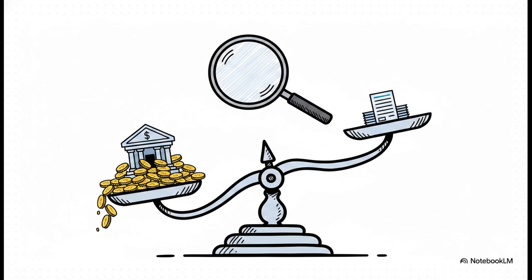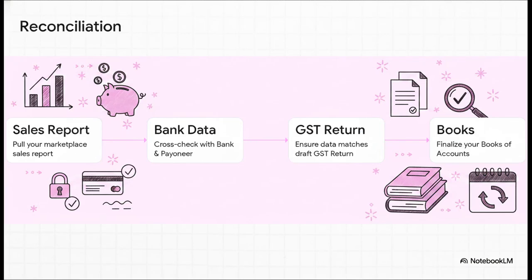The department can and will cross-check your bank statements against your GST turnover. If your bank shows you brought in 5 lakhs from e-commerce platforms, but your GST returns only declare 3 lakhs in sales, you're in hot water. The money trail has to perfectly align with the paper trail. So, how do you prevent that?